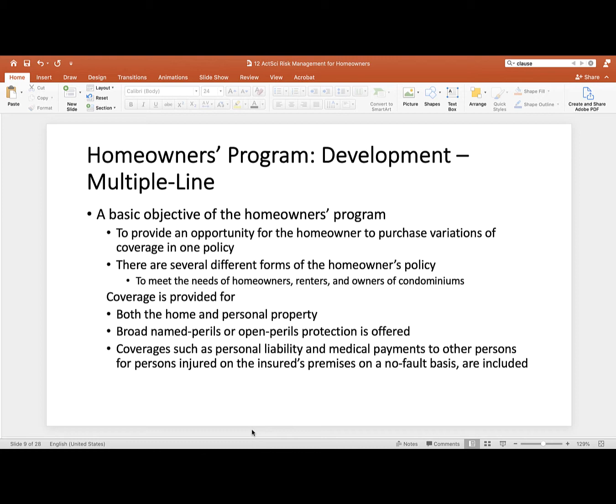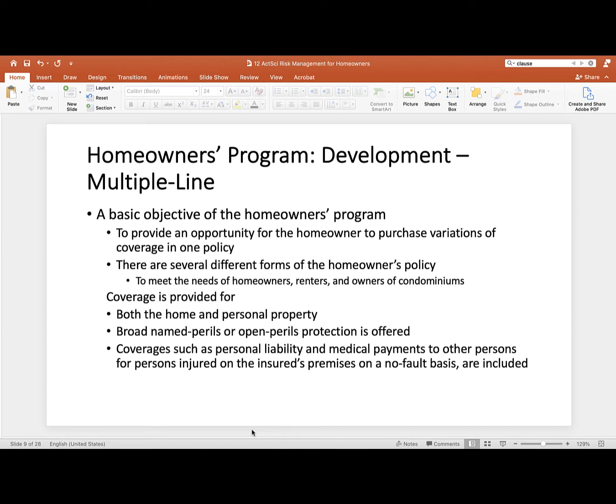So you can see that coverage is provided for the home and personal property. When we talk about property, you have to be very careful. It's the whole point of what I'm trying to get across in most of this course, but especially the stuff we're doing today, which is that the language is really very important. What does property mean? Are we talking about real property? Are we talking about all other types of property that's not real property?